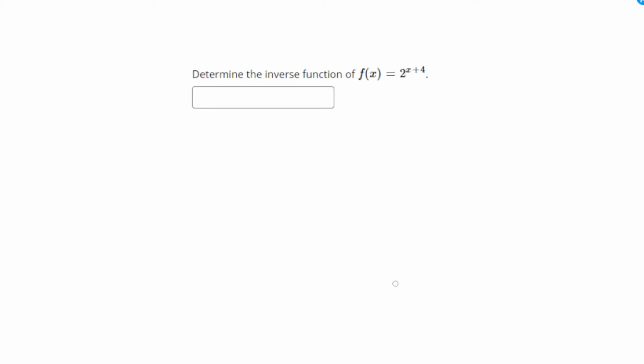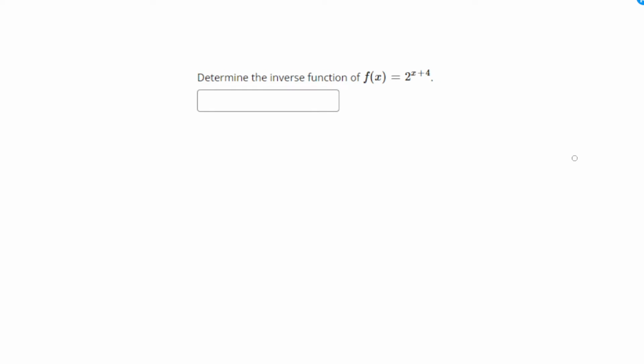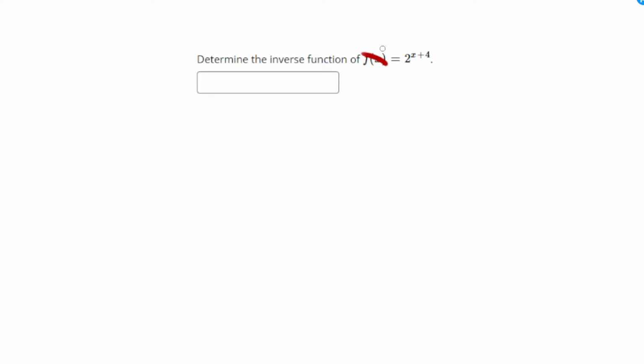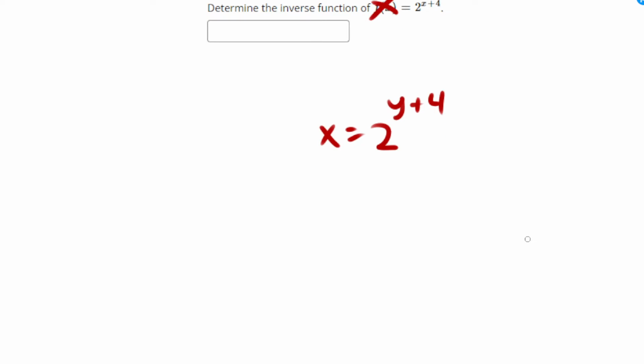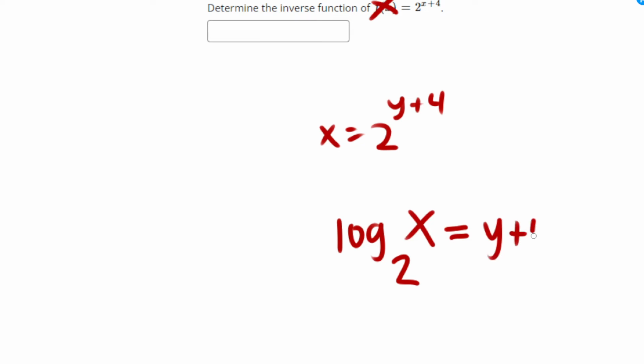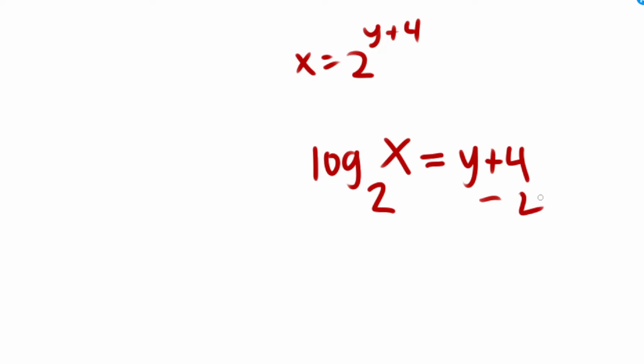Determine the inverse function of f of x equals 2 to the x plus 4. Now this is where we swap x and y. So let's turn this into a y. We have x is equal to 2 to the y plus 4. Now this is where things get funky. We're going to have to switch it into a log. So we have log base 2, because this is our base. x is equal to y plus 4. We want y by itself, so we can just subtract 4 from both sides. So we have log base 2 of x, minus 4.